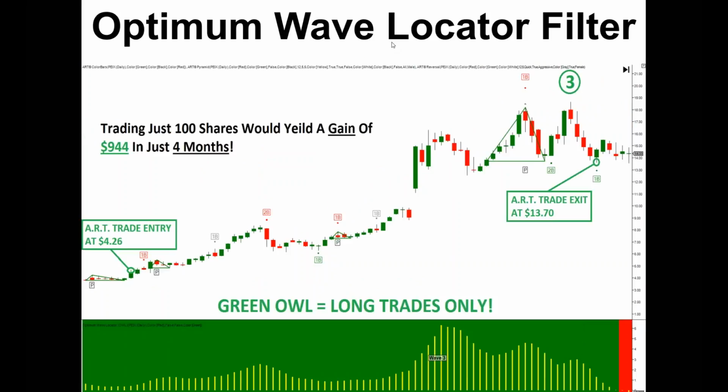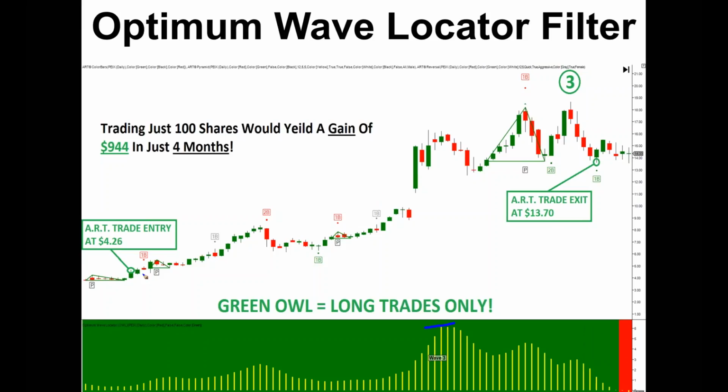We can also use the owl to help us with Elliott wave counting. How many out there of you enjoy Elliott wave or use it? Yeah, quite a few, right? Good, excellent. So what we do with the owl is use the histogram levels, the height of the histograms, to help us verify Elliott wave counts.